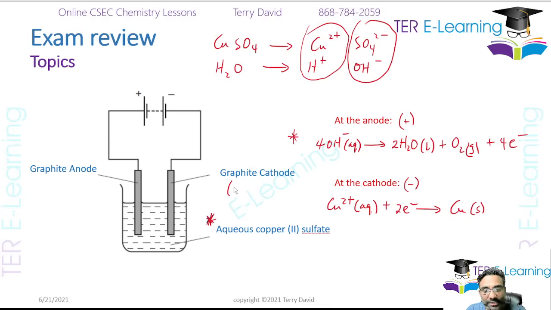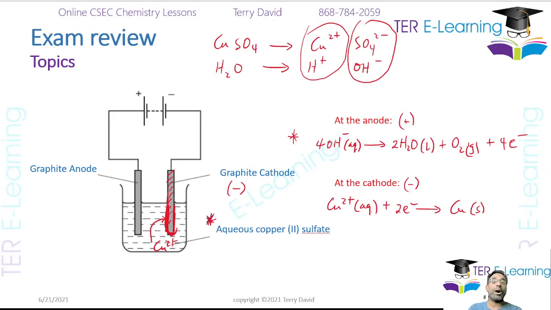Now look at where your cathode is. Your cathode is this terminal here. Now what's going to happen here, in solution, your copper ions are going to be deposited here. So Cu2+ ions are going to be deposited on the cathode, and the cathode is going to start to get coated with copper.